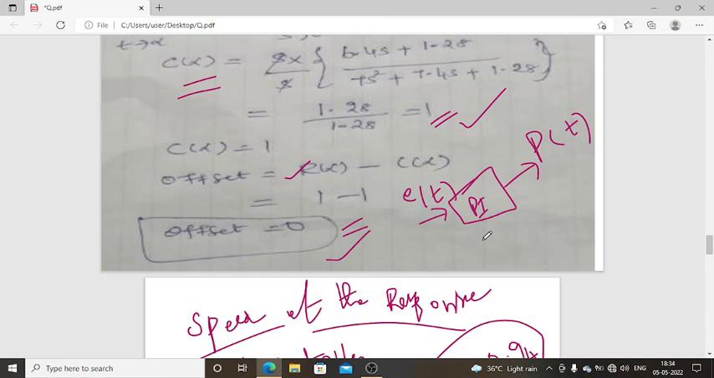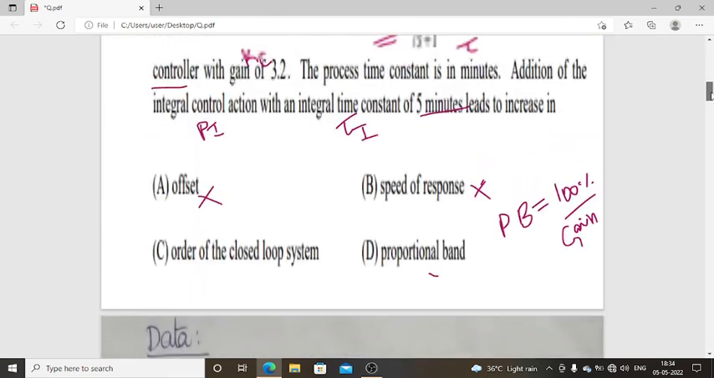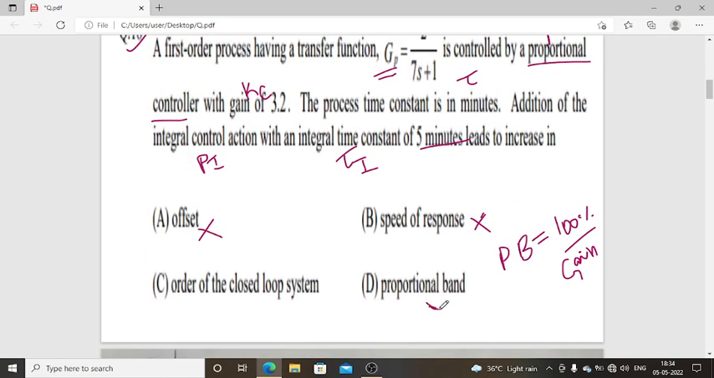Because of this reason, as the proportional band increases, the change in the manipulated variable will be smaller for a change in the deviation. So the proportional band option is also wrong. Generally, this other option is the right option.